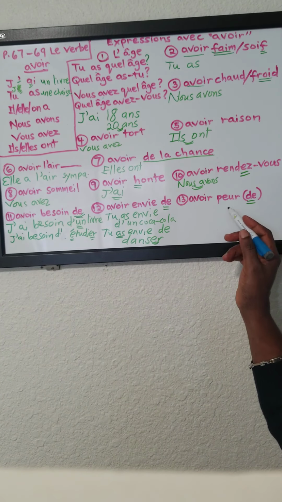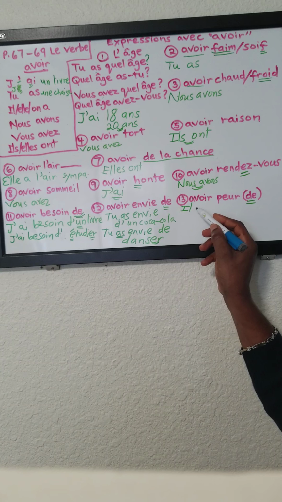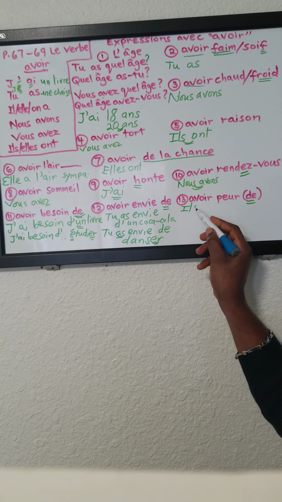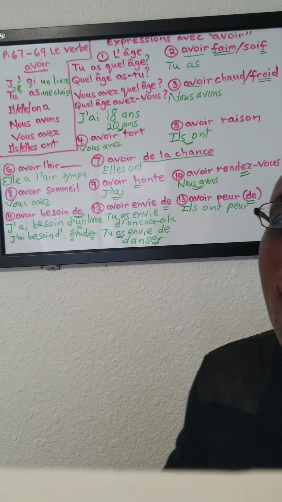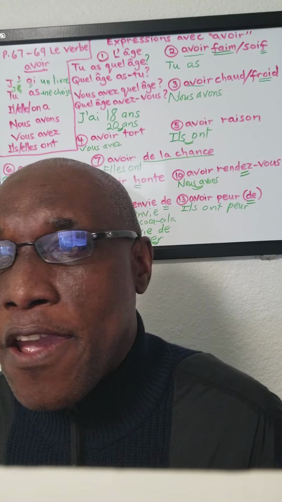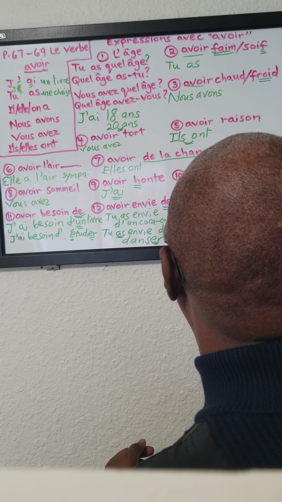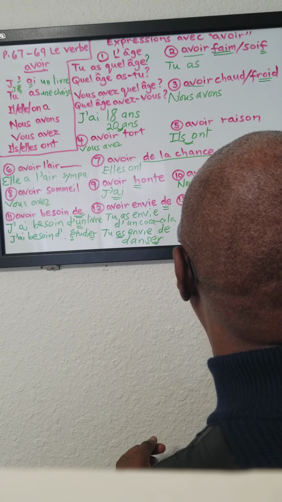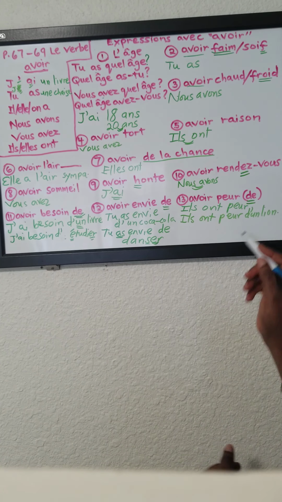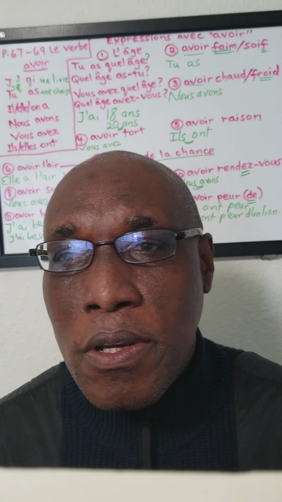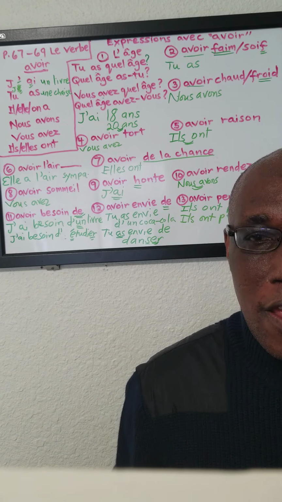Finally, avoir peur. To be afraid. Okay? Like if you want to say the children are afraid, right? You will say ils ont, and then peur. Then what are they afraid of? They are afraid of a lion. Okay, so there, ils ont peur, and then d'un lion. Lion, lion, spelled the same way but pronounced differently. Lion, lion. Ils ont peur d'un lion.